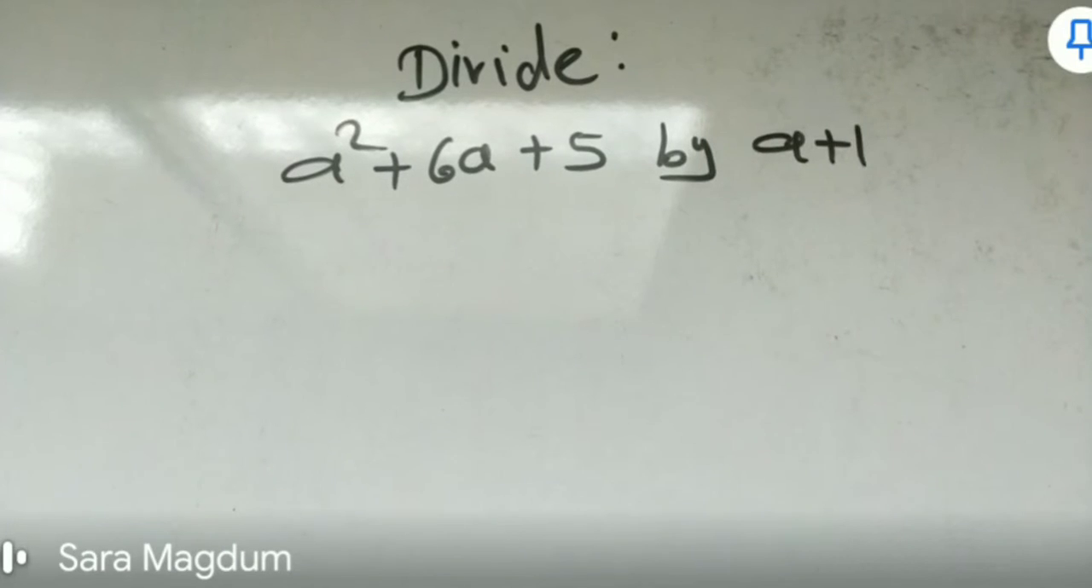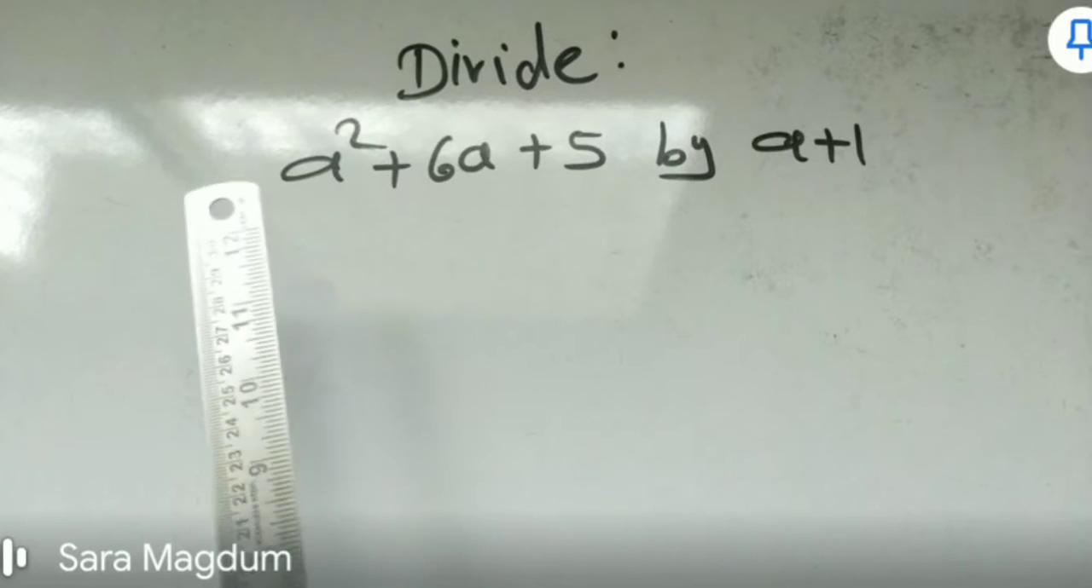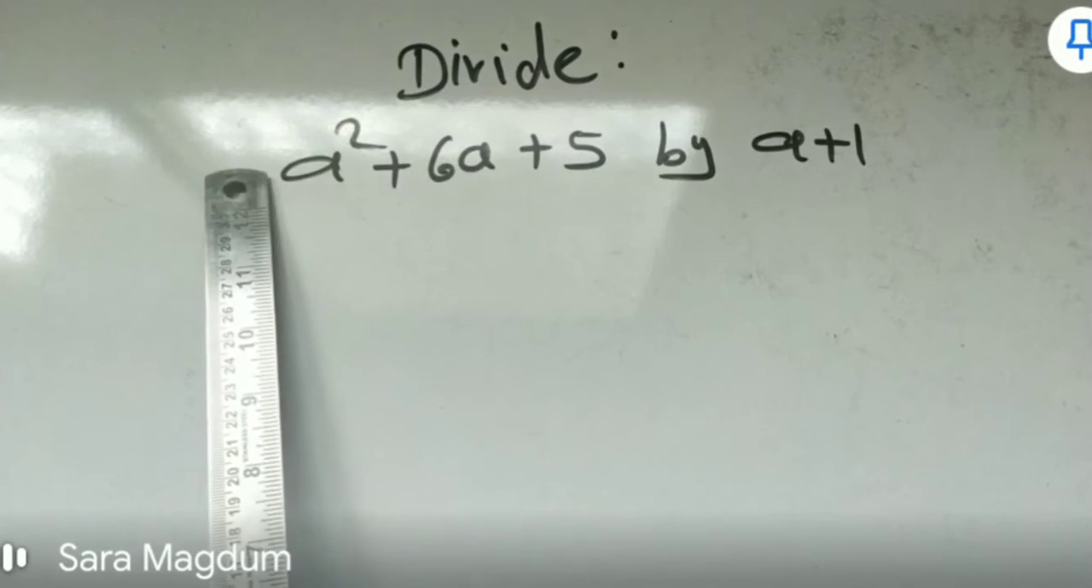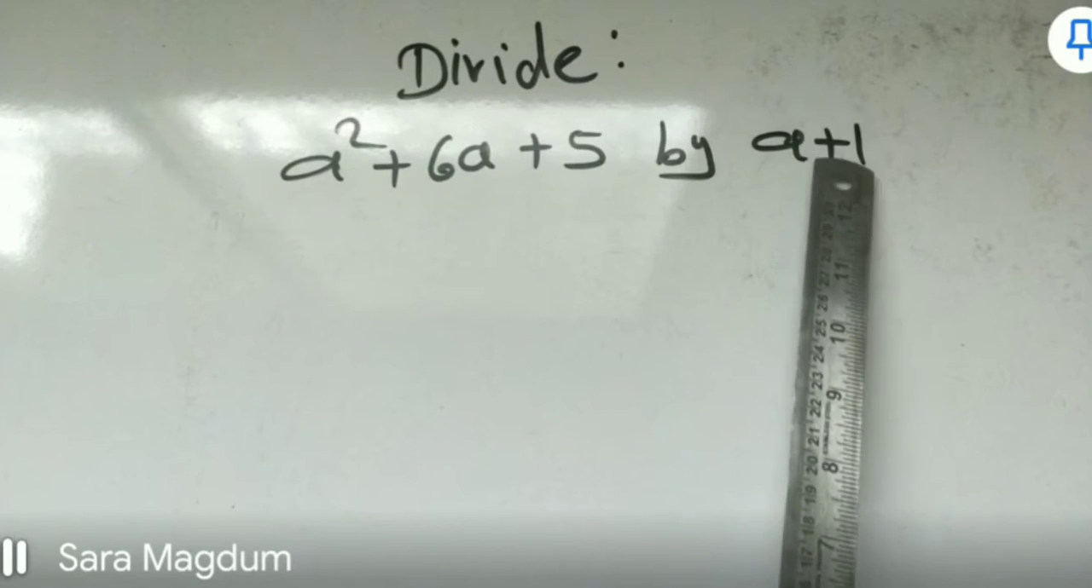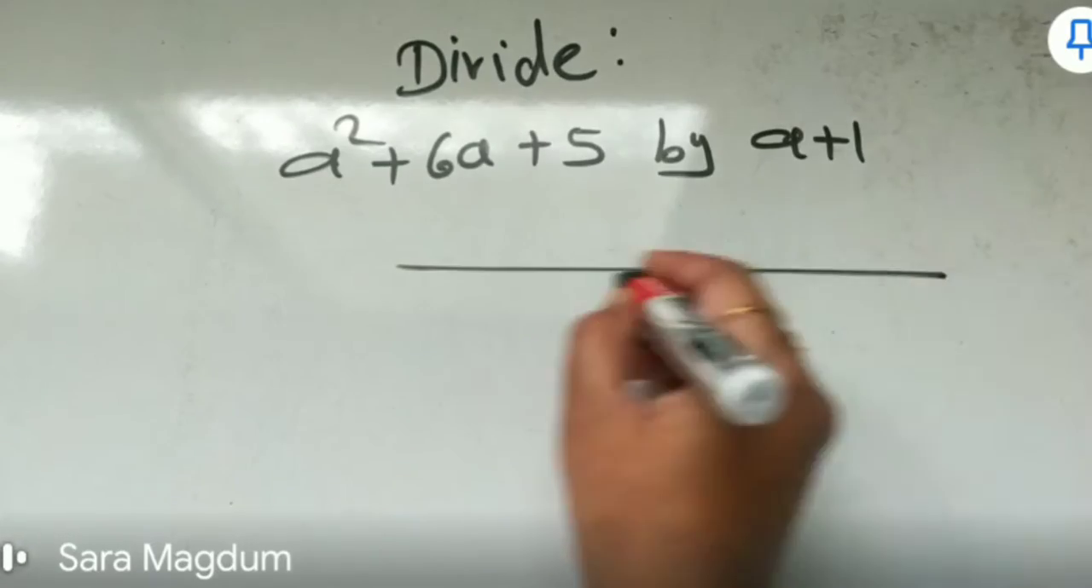The question is to divide one polynomial by another polynomial. As we know, this is also a polynomial. We can say it's a trinomial and we can say it's a binomial. So how will you write it in division? You will have to write it.